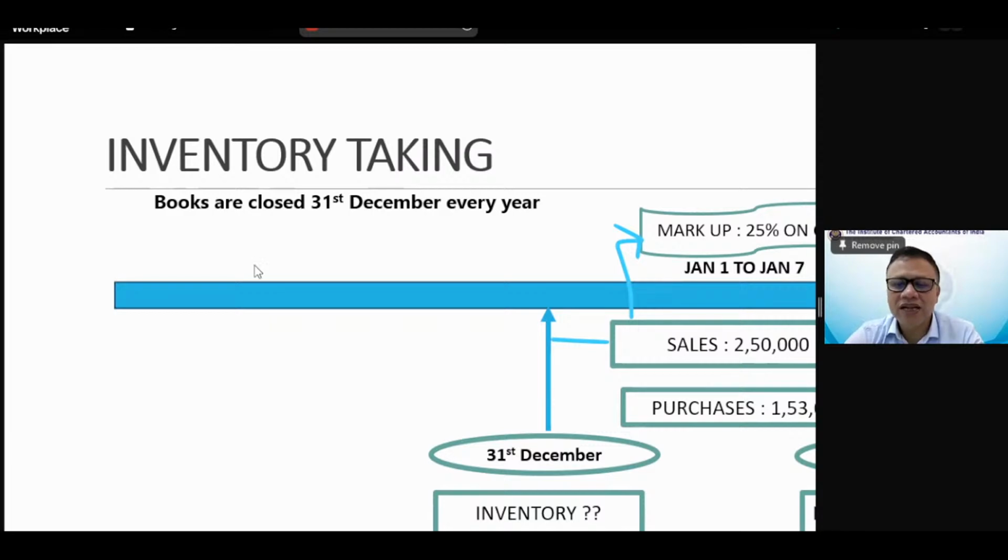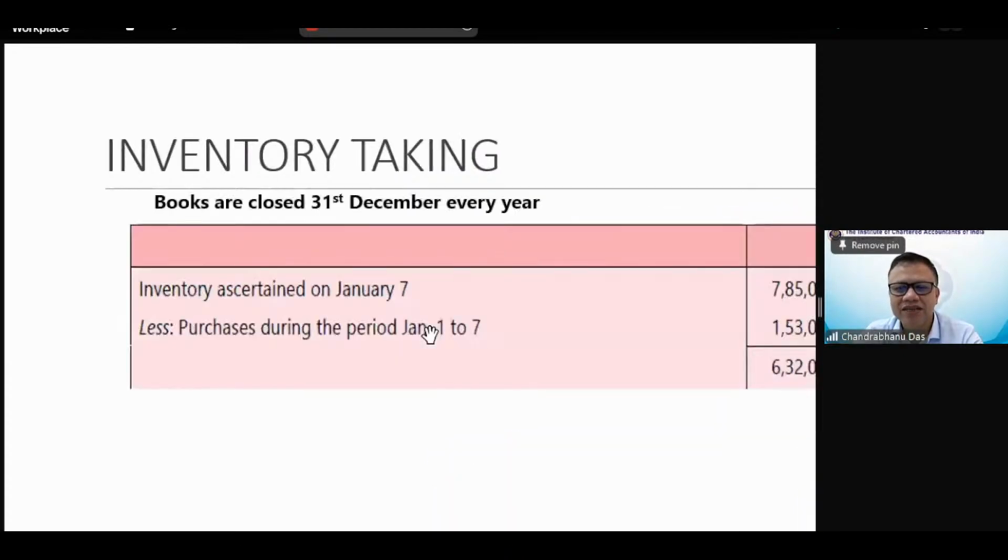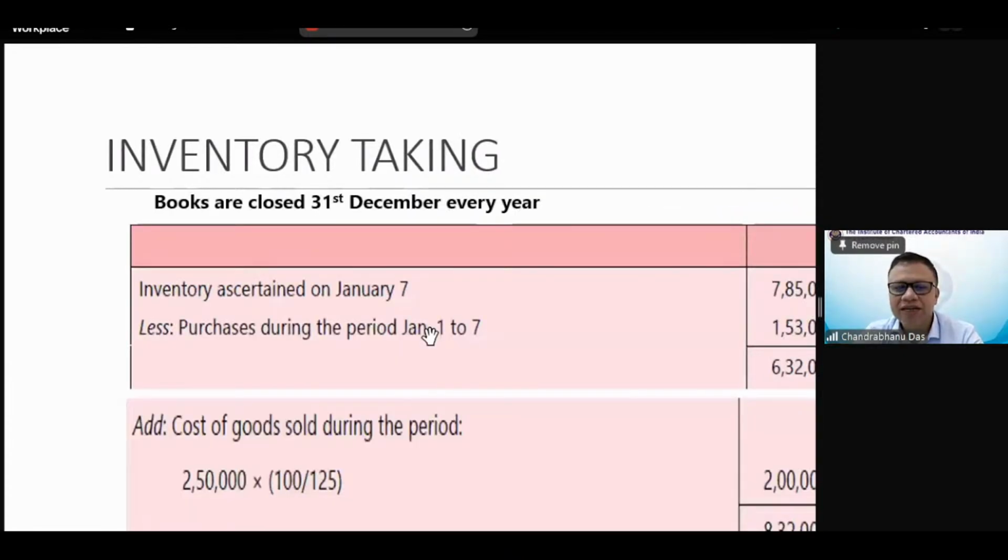So what data do I have with me? I know that 25% on cost is the markup price. Companies normally sell the goods at a 25% profit margin. Correct? So this is given. I have been given sales, and I have been given purchases. I have got the inventory of 7,85,000 already with me, right? From that inventory, some purchases have been added also. So I'll deduct that purchase.